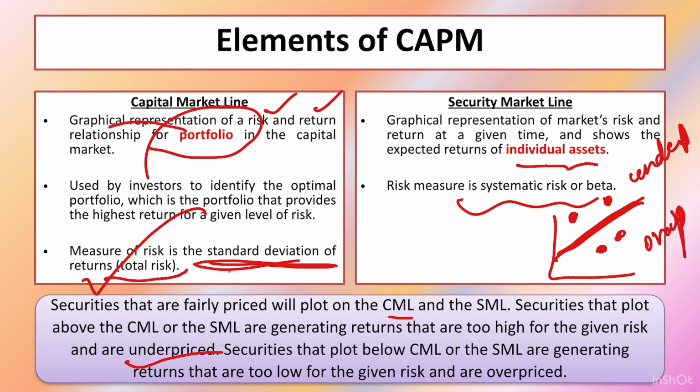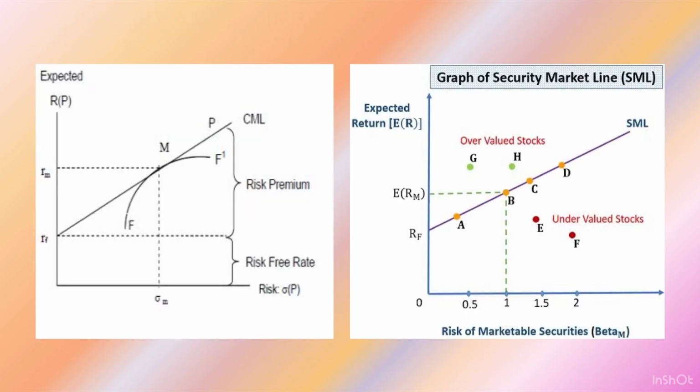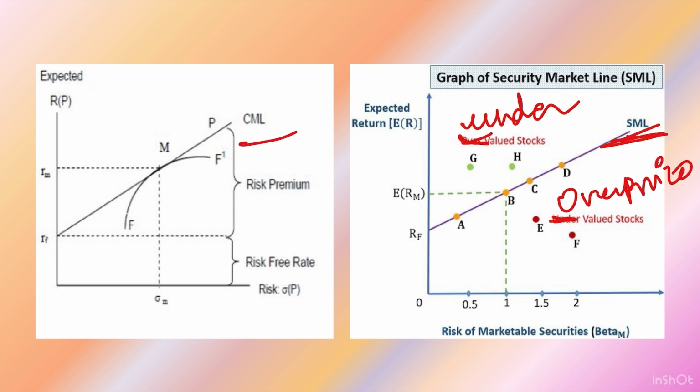Now, what does this say? Let's go to the graph and understand this. Over here it is overpriced, and here it is underpriced. We have taken two graphs, one of CML and another of SML. What it is saying is that the returns over here are more than the expected returns, right? When the returns are more, what will happen? More and more people are going to buy these, and the prices of the securities will come down. And when the returns are less than expected, what happens? People start selling it, and ultimately the price is going to come back to this line, that is the SML.